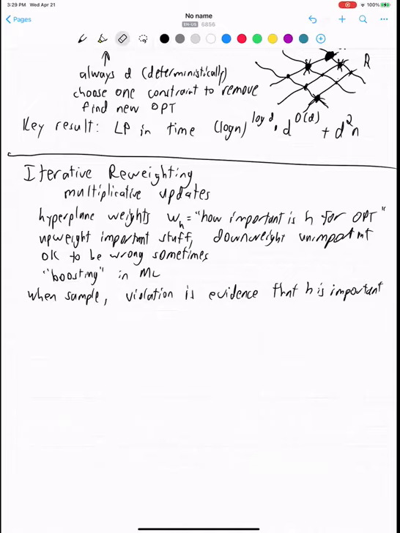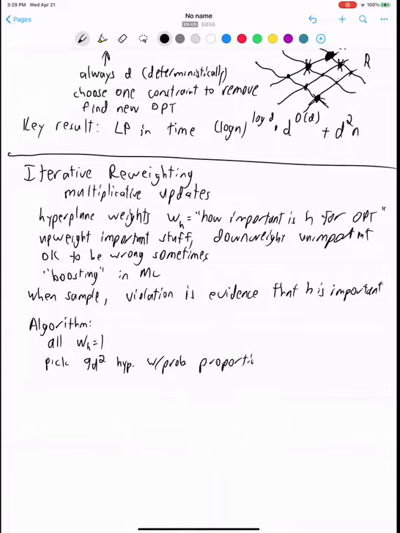Okay, so the algorithm is initially we set all the weights equal to 1. Then we pick 9d squared hyperplanes with probabilities proportional to the weights.